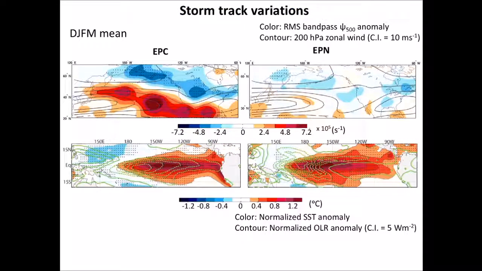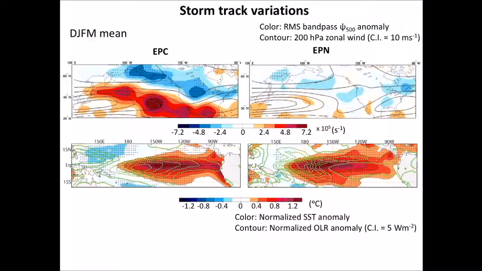Okay, so why do we see some of these differences? I just want to point out a couple of things. So first, looking at the variations in the storm track between the convective and non-convective Eastern Pacific events. So on the bottom panels here, I'm showing again SST and the OLR anomalies. In the top panels here, the colors are the root mean squared bandpass filtered 500 millibar stream function anomaly. So this is a measure of the strength of the storm track. And the contours are showing the zonal 200 millibar zonal wind.